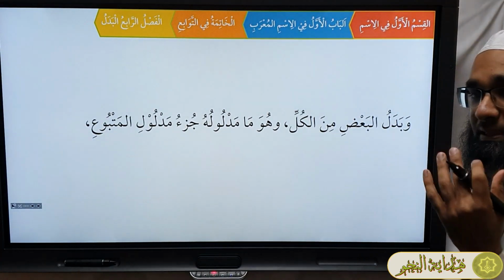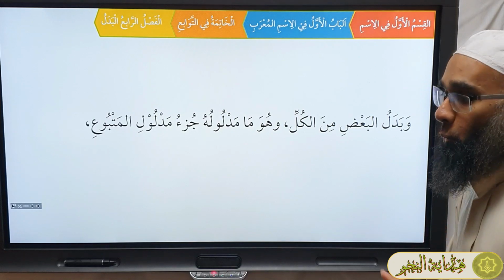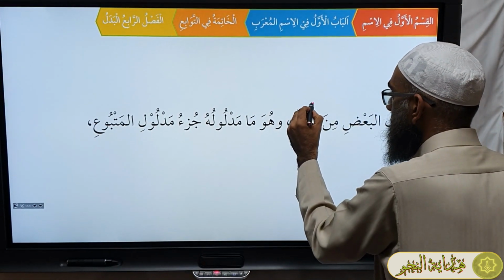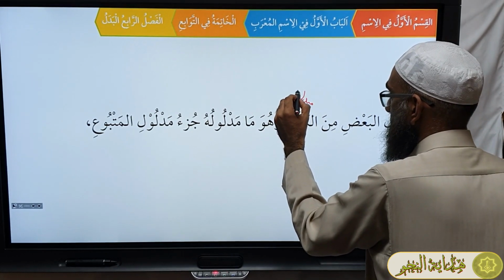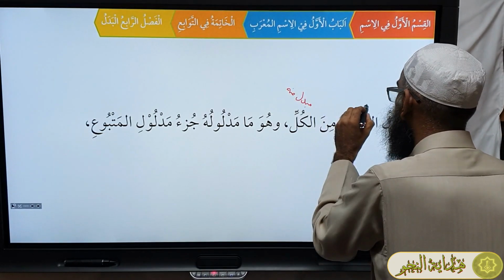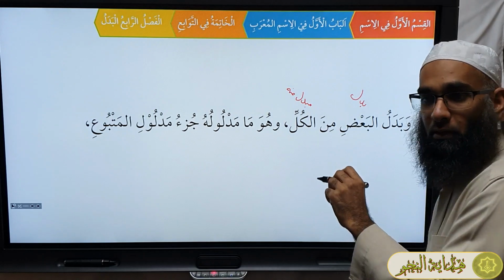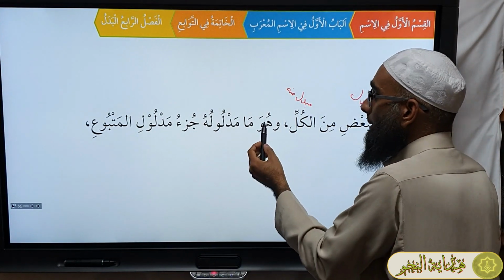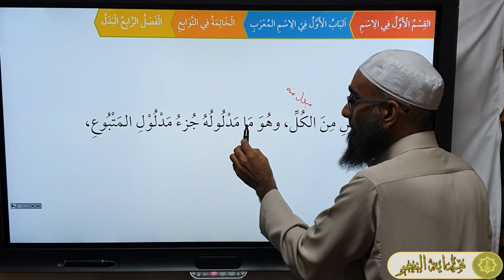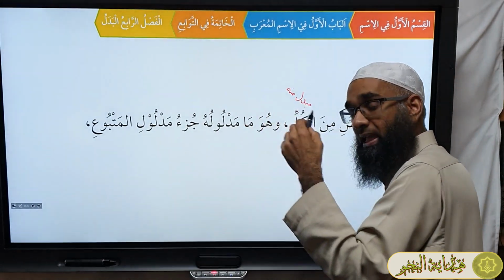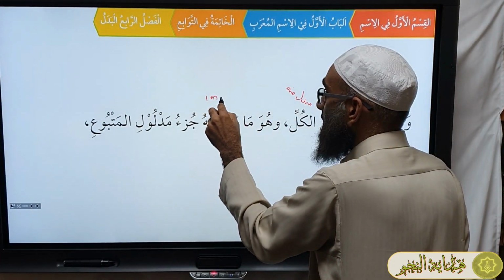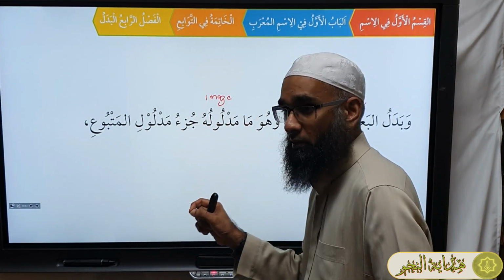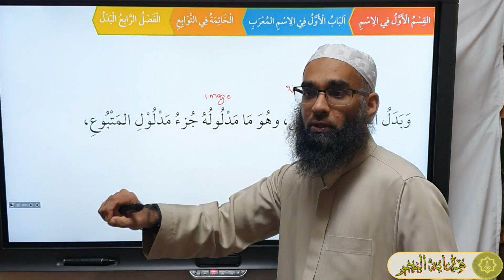The second type of badal is badalul ba'd, where what it says here is badalul ba'd min al-kull. The mubdal minhu is the entire part, and the badal is a part of it. So the badal ba'd min al-kull is what? It is that the madluluhu, the denotation of the badal, is part of what is denoted by the matbu'.